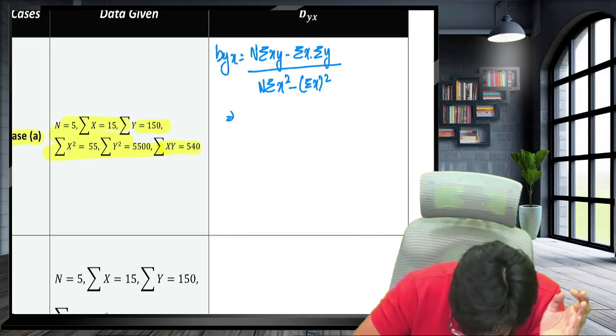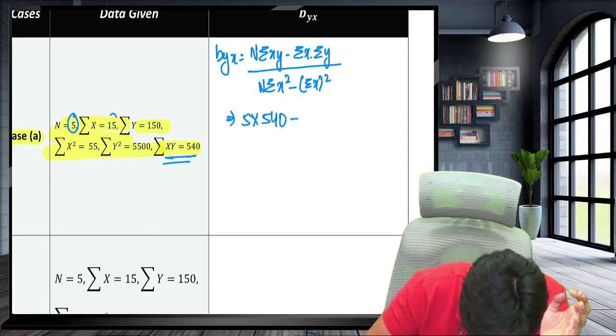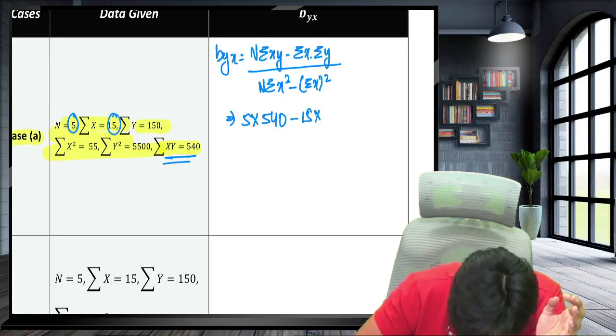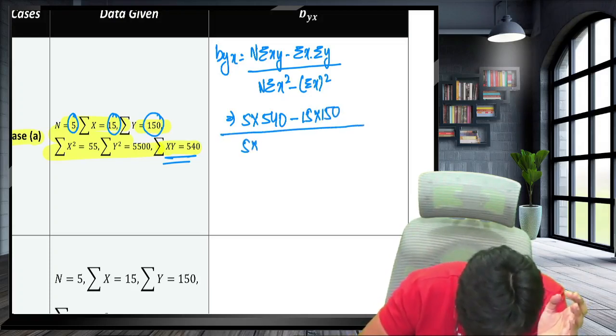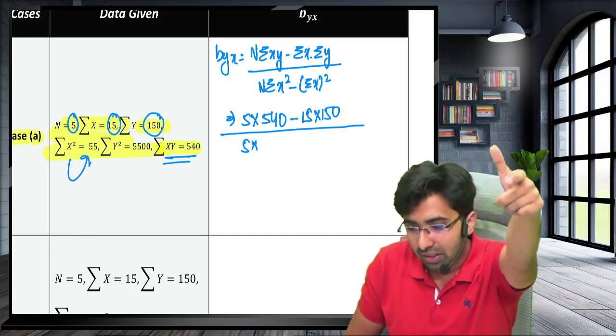Guys, for the first question, I will use the first formula: b y on x is equal to n summation xy minus summation x into summation y, divided by n summation x square minus summation x whole square. What will be n? Number of observations is 5. Summation xy is 540. Summation x is 15. Summation y is 150.